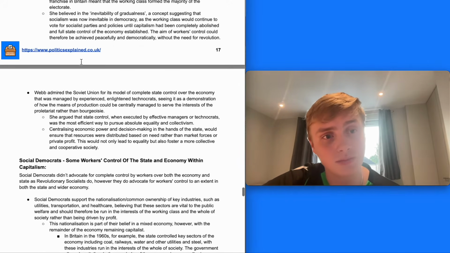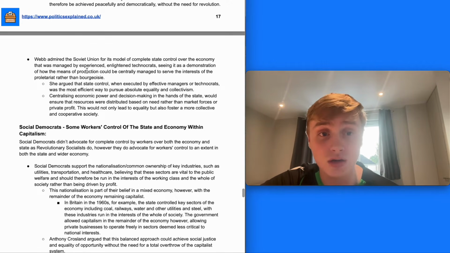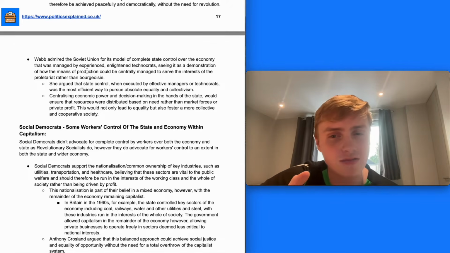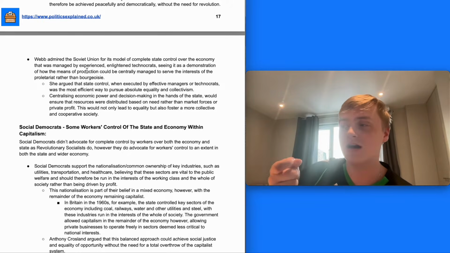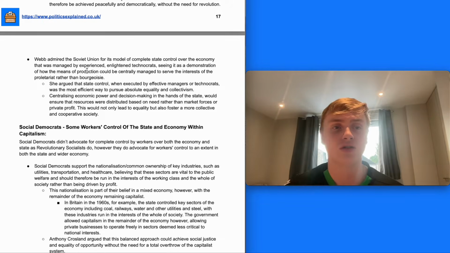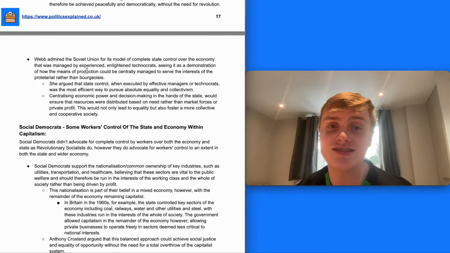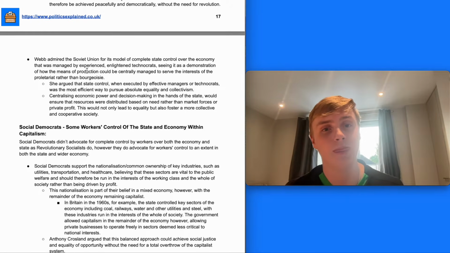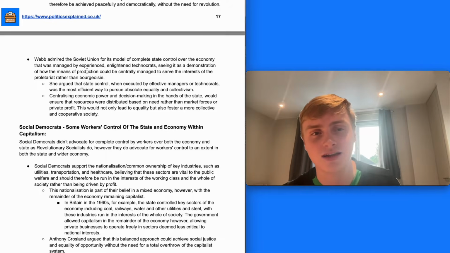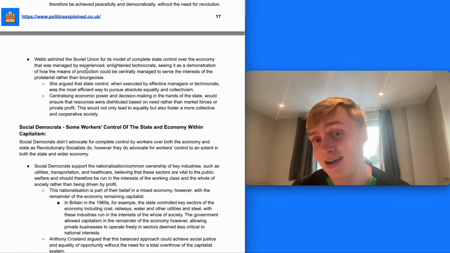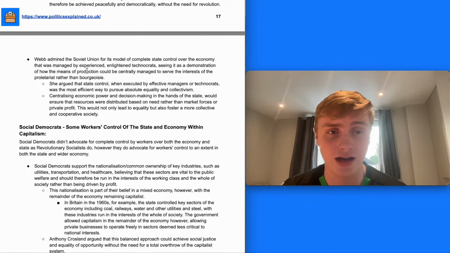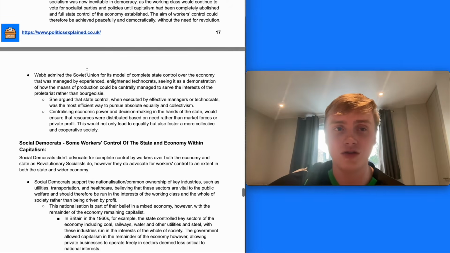And Webb really admired the Soviet Union for its model of complete state control of the economy, and she had a bit more of an elitist view, focusing on the idea that it should be managed by experienced and enlightened technocrats, and she saw that as really important to pursuing absolute equality and collectivism. You need really skilled managers of the economy, and in her view, they didn't necessarily have to come from the working class. So it's a little bit more of an elitist view.